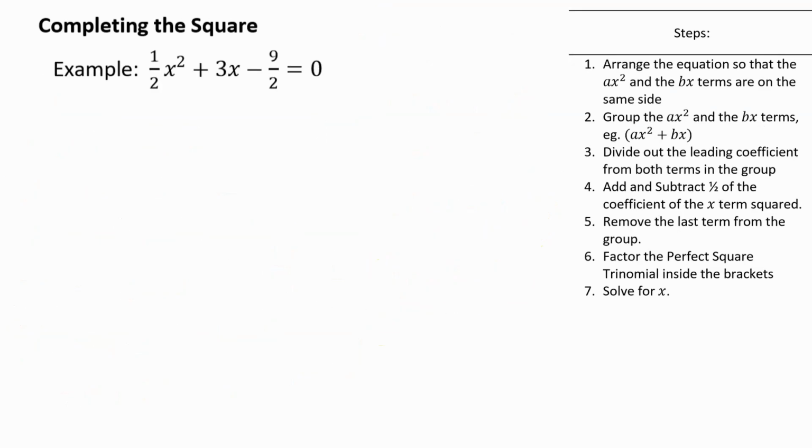We'll do another quick example of that, and we'll do the same steps. First step, we want to isolate our x squared and our x by moving this to the other side. So we'll get 1/2 x squared plus 3x is equal to 9 over 2, and we'll group those together. We'll take out our coefficient. We always want to just have x squared as our leading coefficient.